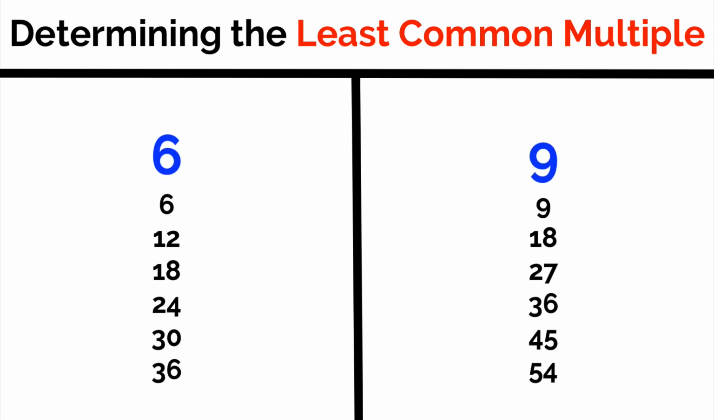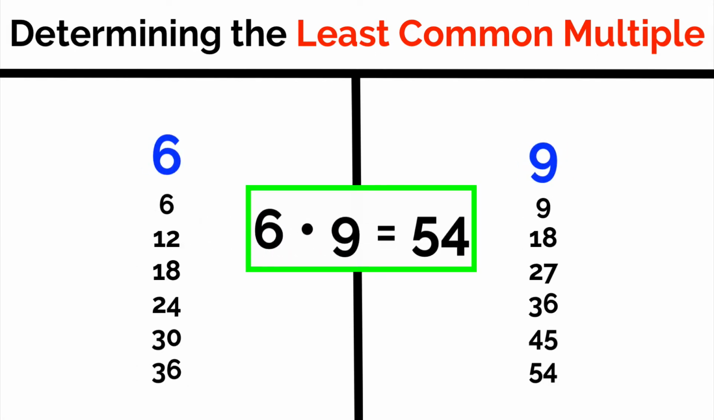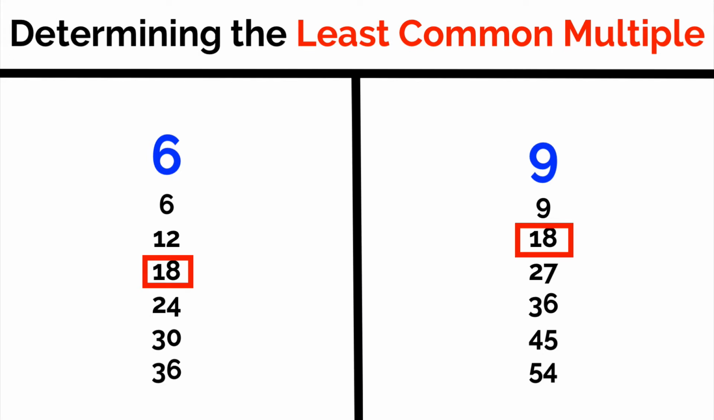Take 6 and 9. 6 times 9 equals 54. But if we write out the multiples for each number, we find that already at 18, we find the least common multiple. So when looking at smaller numbers, it is a good idea to write out the multiples to find the right answer.